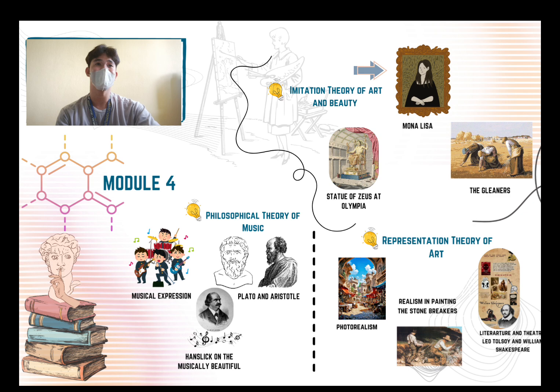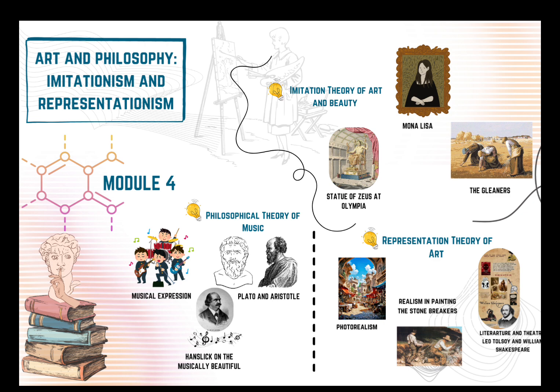And then the last example for the imitation theory of art and beauty is The Gleaners. The Gleaners was a painting created by Millet in 1857, depicting everyday life and scenes from society, especially from the rural areas. It shows peasant women gathering the remaining grain after the harvest with a high degree of detail and realism. And that's it for the imitation theory of art.